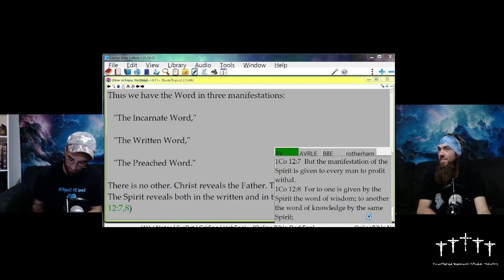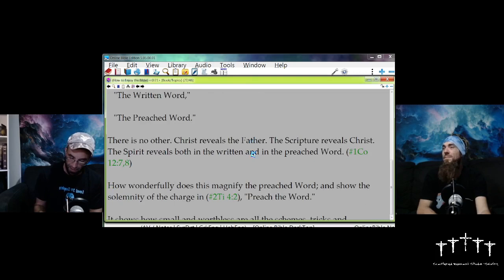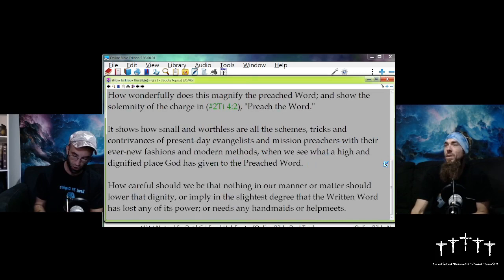How wonderfully does this magnify the preached word and show the solemnity of the charge in 2 Timothy 4:2, preach the word. And it shows how small and worthless are all the schemes, tricks, contrivances? Contrivances. Yeah.